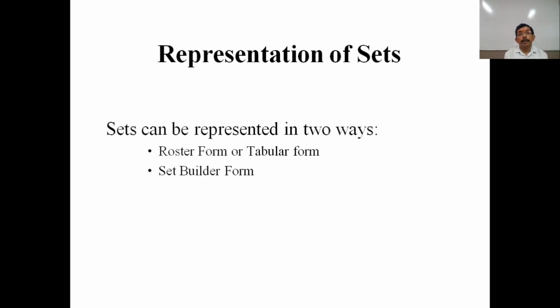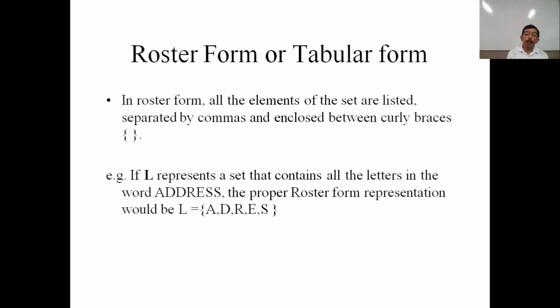Representation of sets. Sets are represented in two ways. First is the roster form or tabular form, and second is the set builder form. In the roster form, every element of the set is listed one by one, separated by commas in curly brackets. This is known as the roster form.